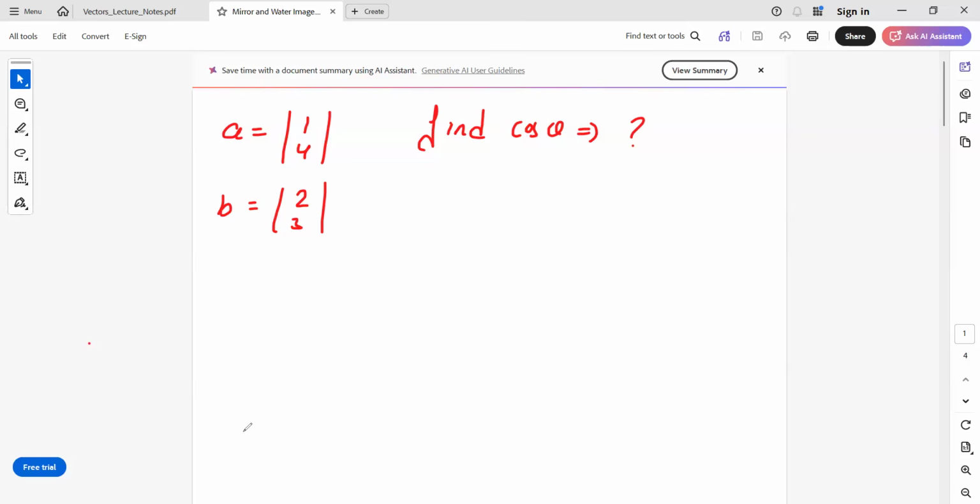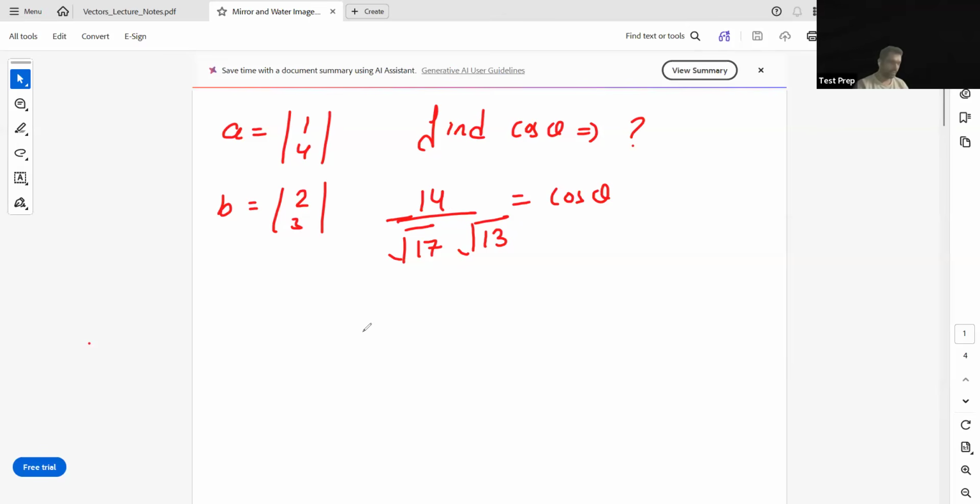Sir, 14 upon under root 17 into under root 13. Yes, sir. Correct. Now please everyone find out your answer and tell whether it is the same answer or a different answer. If you're not comfortable to speak, then please share your answer in the chat box. Same answer, okay? Now everyone getting the same answer?